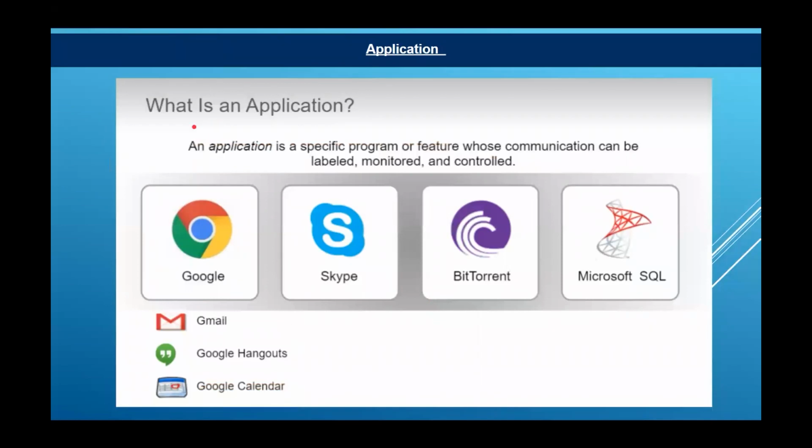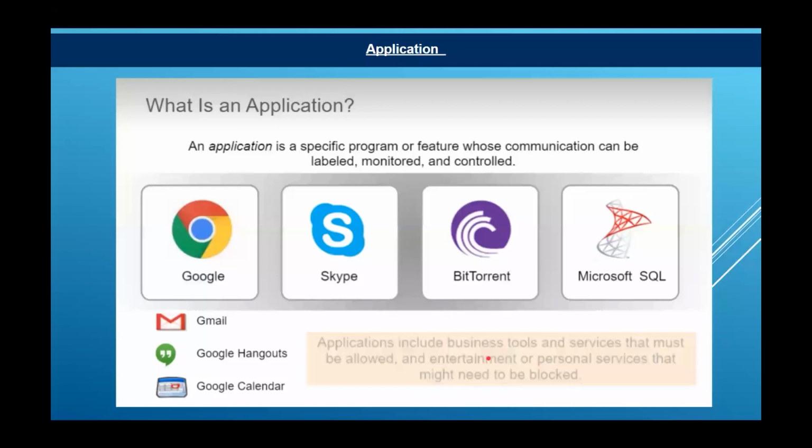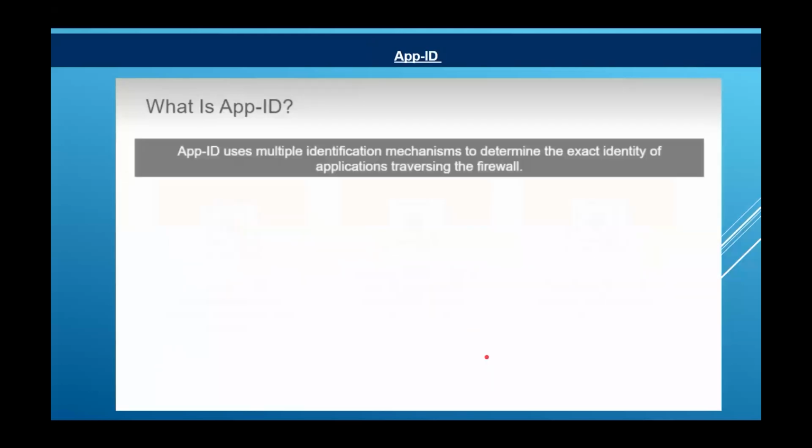First of all, we will understand what is the application. Applications like Google, Skype, BitTorrent, Microsoft SQL, Gmail, Google Hangout, Google Calendar. All these are applications, right? So guys, the application is just an advanced way to filter your traffic, right? So basically, guys, with app ID we are using multiple identification methods to determine the exact application and which application we have to allow in our network, right?